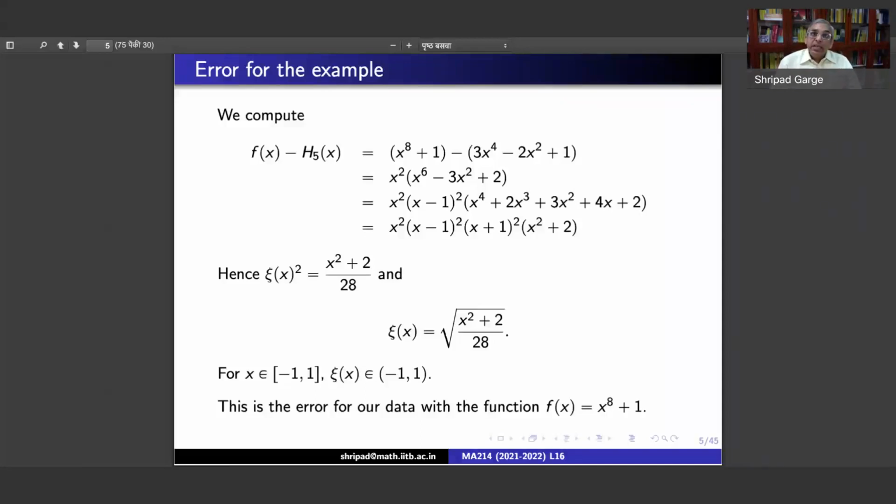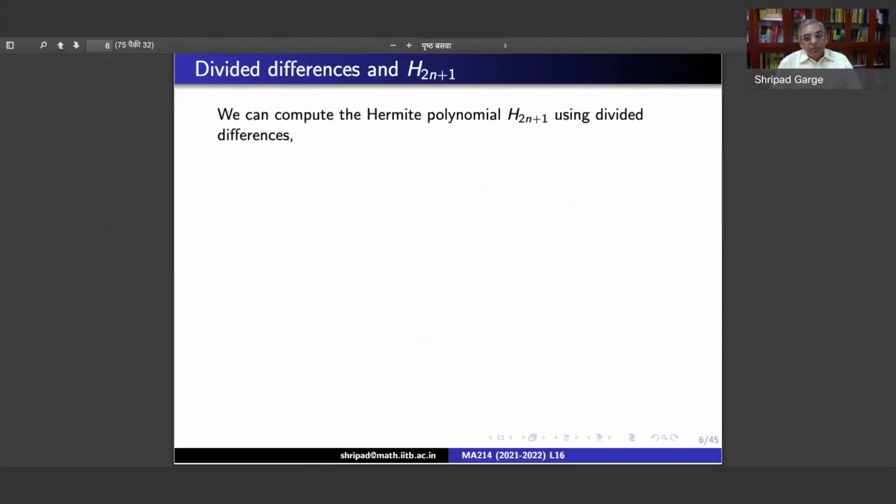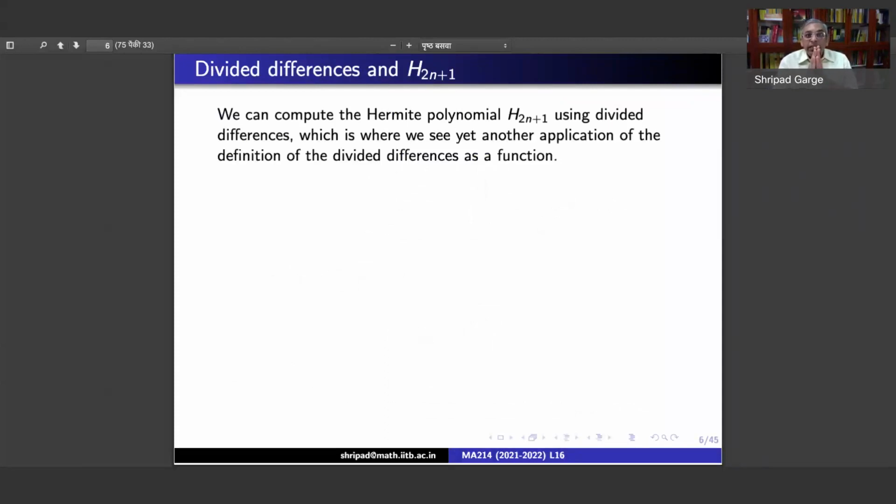Now, let's see whether we can use our earlier work that we have done using the divided differences to write down the Hermite polynomial H_{2n+1}. This is a very nice application of the definition of divided differences as a function. We have actually looked at divided differences not just as some numbers, but as a function that we can define on the whole real line. And this is what is going to come in handy for us. We will use it and write our Hermite polynomial using the divided differences table.